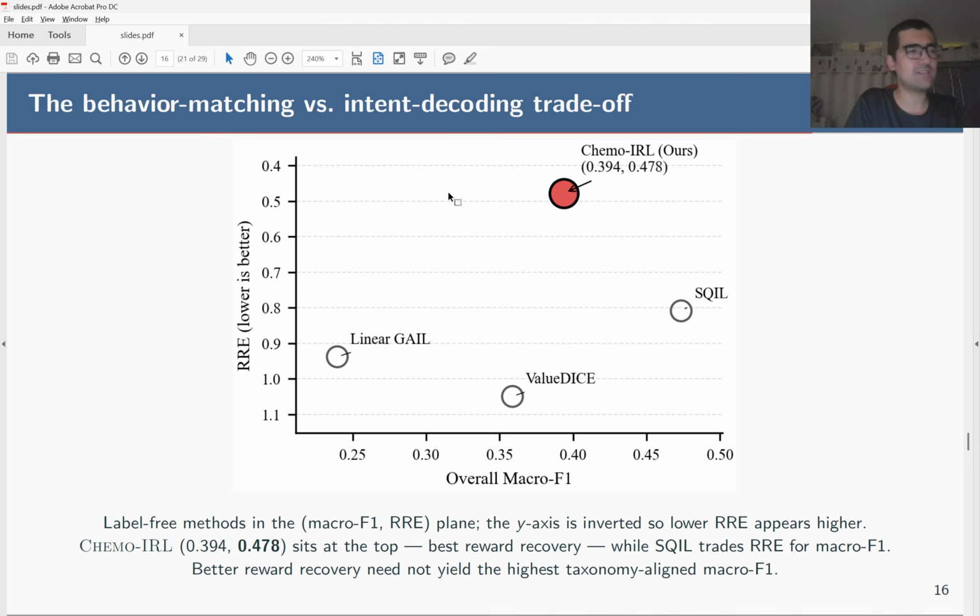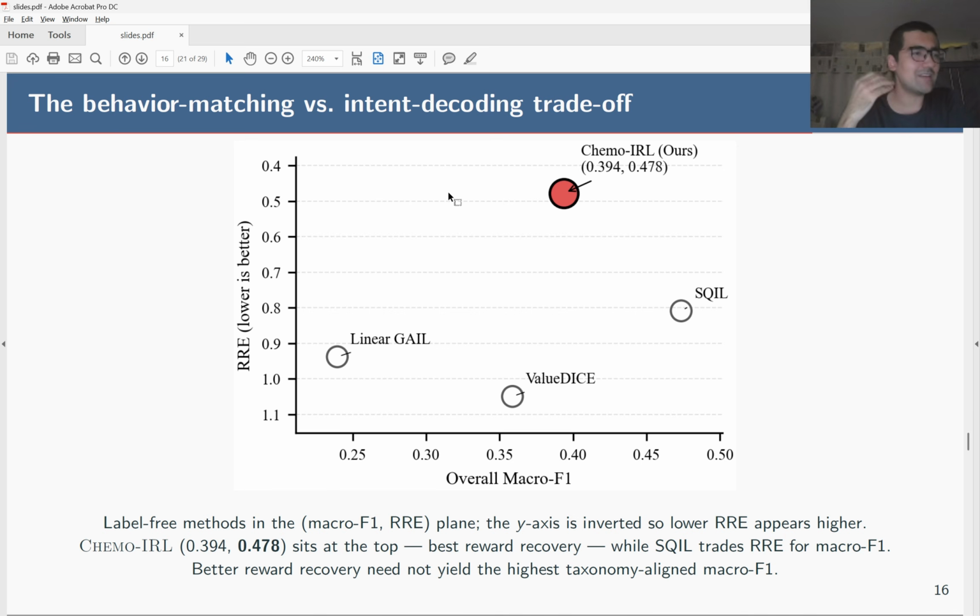The takeaway is the honest one here. Better reward recovery does not automatically translate into the highest macro F1 under this fixed decoder. We think that's a useful finding, not a flaw. It tells you these two objectives need to be tracked separately.